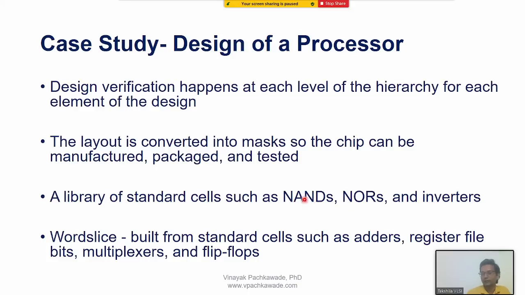We already know that using logic gates you can create flip-flops, latches, counters, registers, arithmetic logic units, and so many other blocks. There is one word you can hear as you progress. It's called word slice. It's nothing but built from standard cells such as adders, registers, multiplexers, and flip-flops. So when you build a particular functional unit using these standard cells, you call it a word slice. So just remember that word.